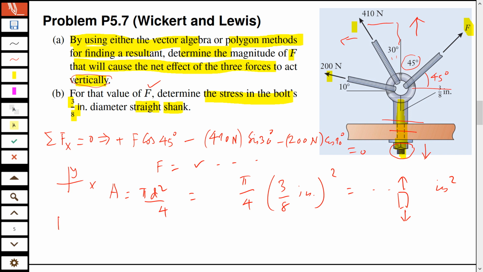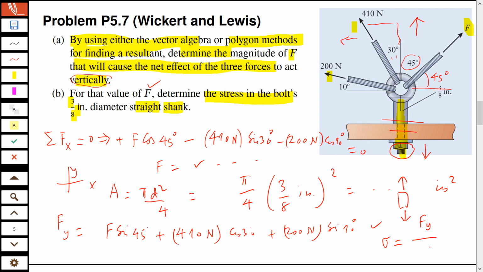So now you need to calculate that Fy, yeah? And that will be, because you know F, so it will be F sine of 45, yeah? Plus 410 cosine of 30 plus 200 sine of 10 degrees. You have this Fy, and your stress is Fy divided by area. Agreed? It's not always F over A, because here F is not the right force. What you need is the normal force, it's normal stress. So it's Fy, not F. Did you understand this point? Yes, sir.